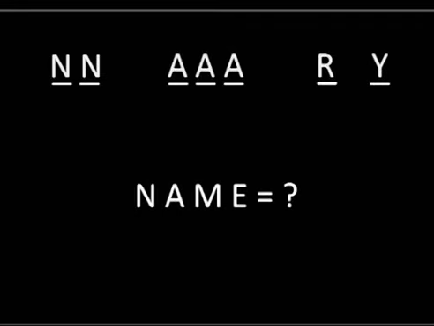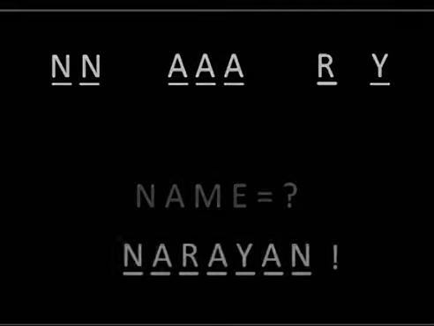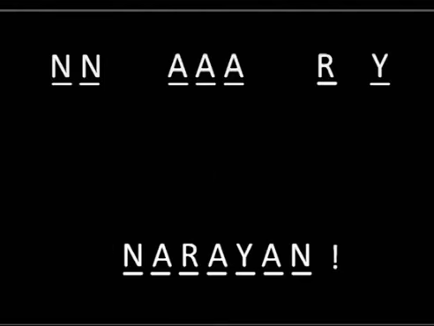When we were small, a friend of ours used to chant out certain puzzles to us. One of them was double N, triple A, single R, Y. What is the name of the Indian boy? Now we have seven letters. There are two N, three A, one R, and one Y.